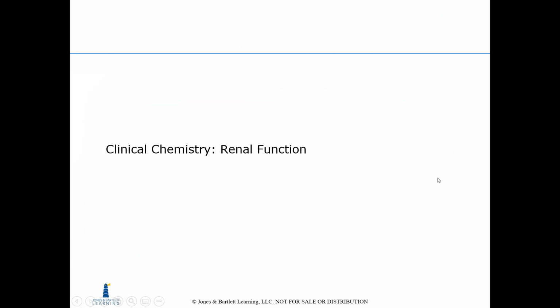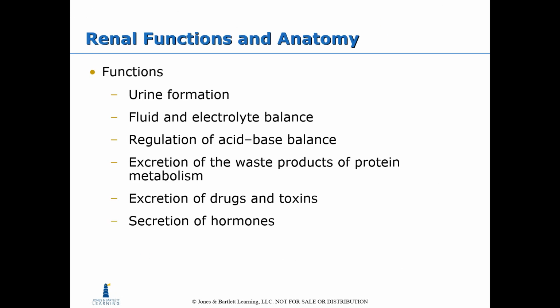Clinical chemistry, renal function. The urinary system has several different functions: urine formation, fluid and electrolyte balance, the regulation of acid-base balance, excretion of waste products of protein metabolism, excretion of drugs and toxins, and secretion of hormones.